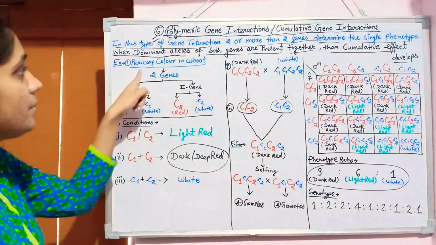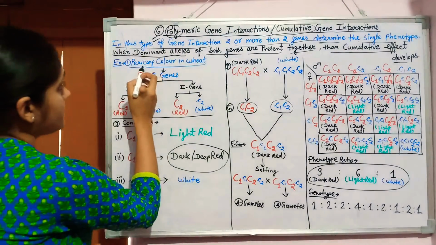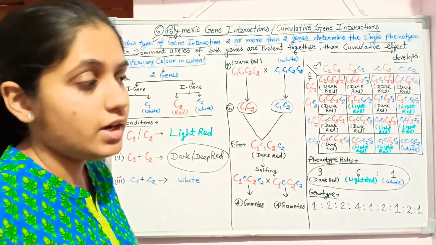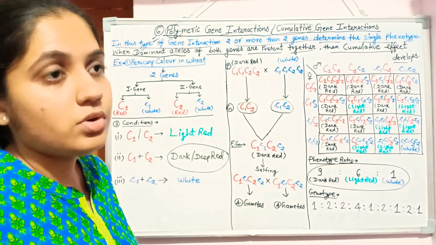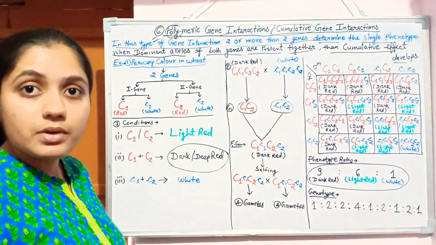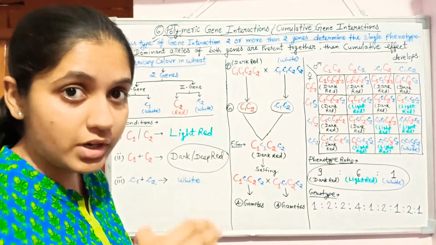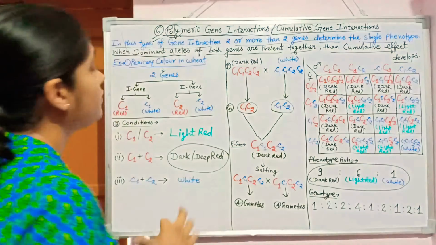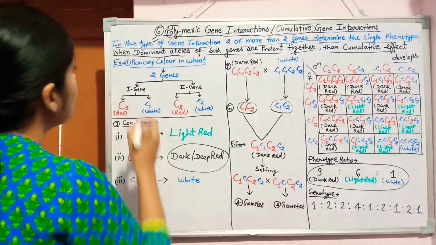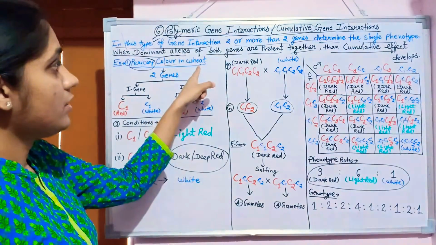The first example is the pericarp color in wheat. We can also say it is the grain color in wheat, because you know that in the wheat plant the fruit is a type of caryopsis, meaning the pericarp and the seed coat are joined with each other. So the fruit is known as the caryopsis. So the pericarp color in wheat is the phenotype.